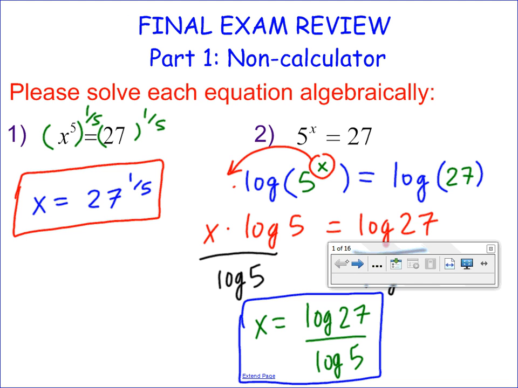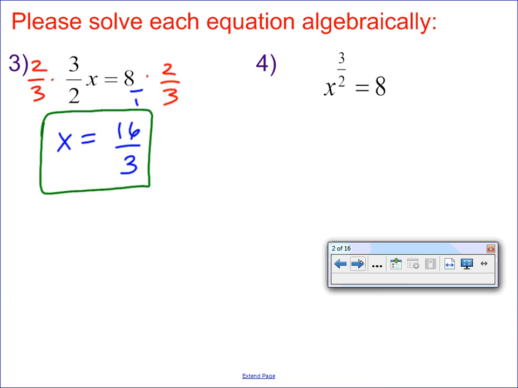Number 4, like number 1, is a power function, right? x to the 3/2 power equals 8, so we can raise both sides to the reciprocal exponent in order to solve for x. Again, this is a one-stepper. We'll purposely raise both sides to the reciprocal exponent in order to solve for x. What's the reciprocal of 3/2? Well, that's 2/3, and so we're going to raise both sides to the 2/3 power.